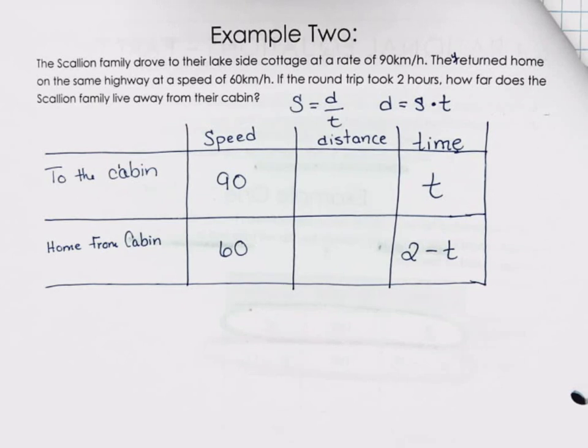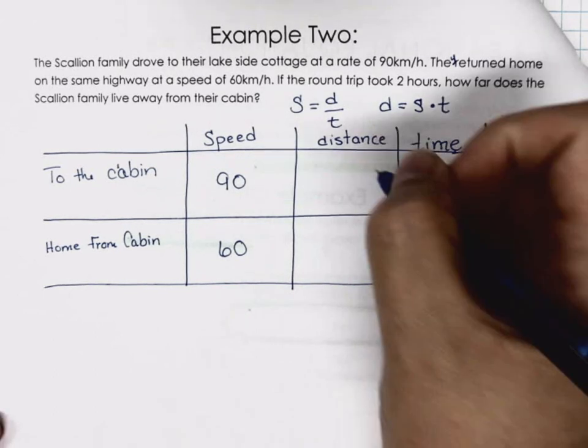Now, what do we know about distance? We know one thing about distance. It is in kilometers, yes. Okay, then we know two things about distance. What do we know about the distance to the cabin and the distance home from the cabin? Took 2 hours. No, that's about time. What do you know about the distance? It's the same, right? It's whatever kilometers I drove out is going to be the same number of kilometers I drive back. All right. Do we know how many kilometers that is? No.